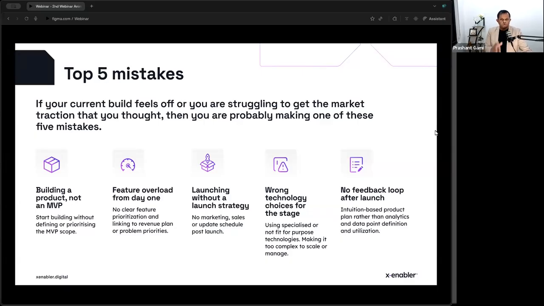All right. Wrong technology choices for the stage. What does that mean? We are engineers, at least I am, and many of us are. We love to over engineer. We romanticize complexity, which is not always a good thing.